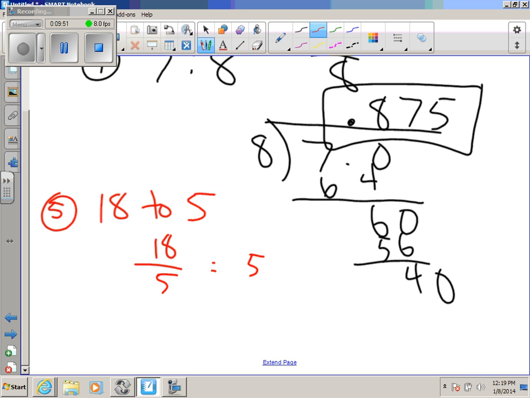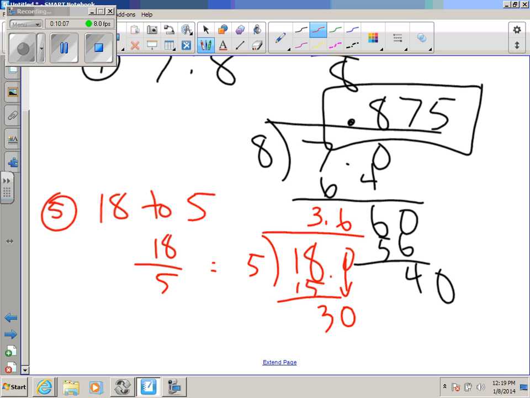as a decimal, I'm going to have to do this. Bottom value always goes on the outside. So 3, 30, decimal there, 3.6.